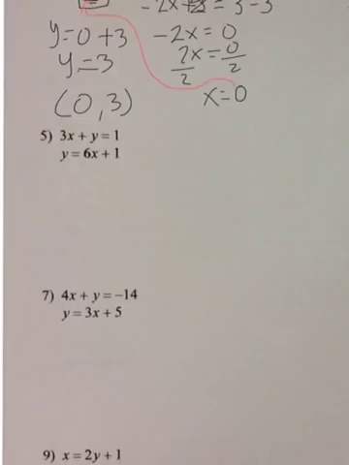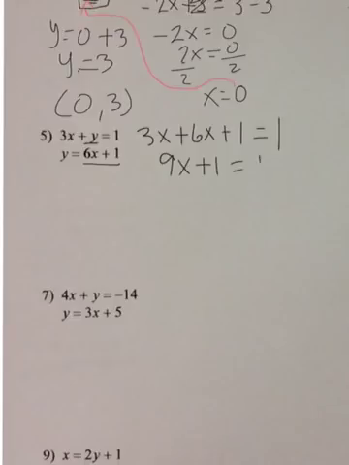So, right here, this is my y, this is my y. So I do 3x plus 6x plus 1 equals 1. So that's 9x plus 1 equals 1. And I move this over here, that's minus 1. 9x equals 0. So x has to equal 0.